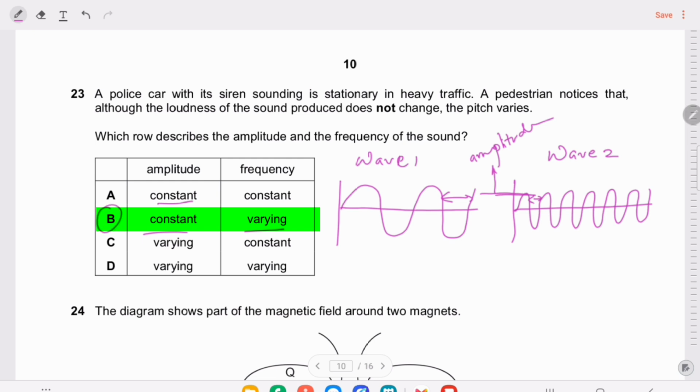So now, for example, think of a piano. You can press different keys softly. The loudness stays similar, but the note changes because the frequency changes. Okay, I hope you understood this.